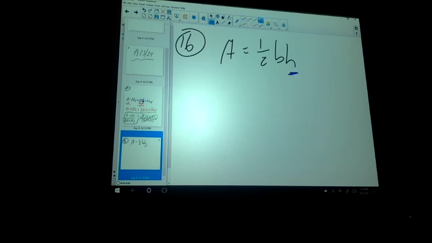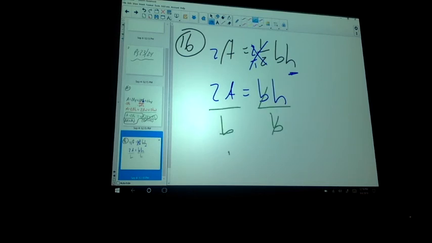All right, 1/2 B and H are being held together by multiplication. Division. So then I'll divide. So I could do this. I could multiply this by 2 over 1, this by 2. So that cancels. So that gives me 2A equals B times H. And then that division definitely comes in. Divide your side by B. So I find that H equals 2A over B.